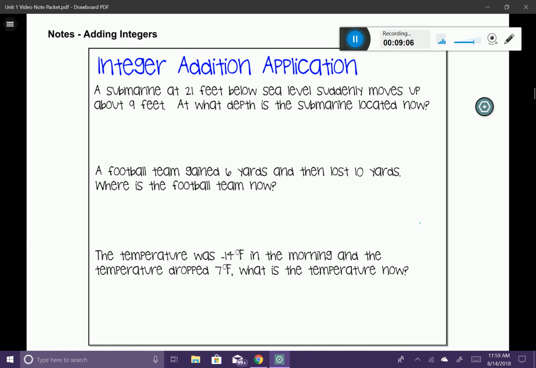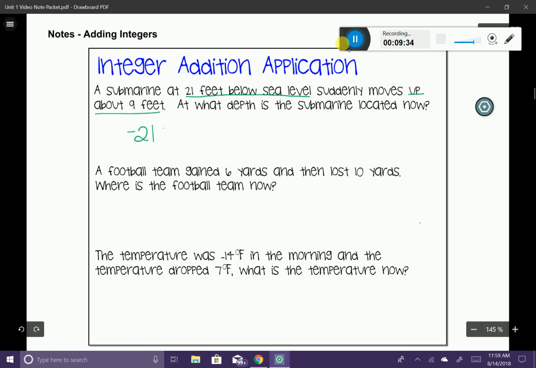So we can see by this problem, I'm going to go ahead and underline some important information. The submarine begins at 21 feet below sea level, which is going to be represented by -21. And suddenly it moves up about 9 feet. Moving up is like moving upwards or to the right on the number line. Therefore, we're going to add 9 feet.